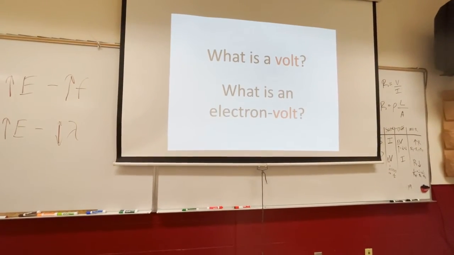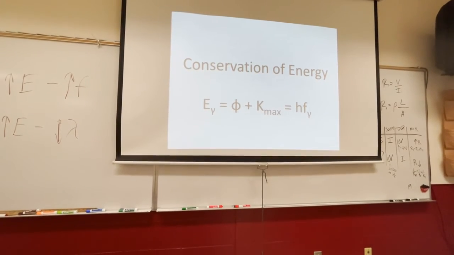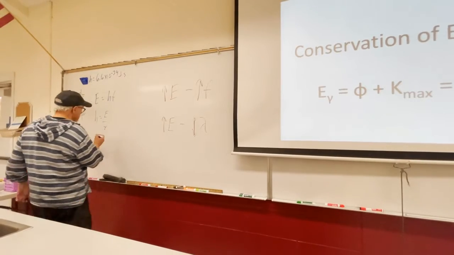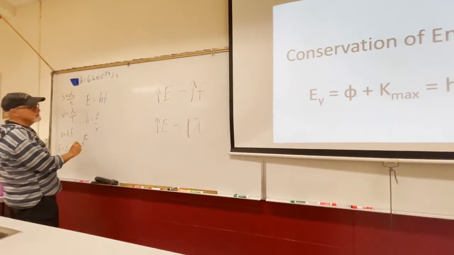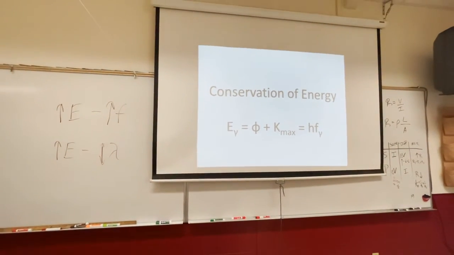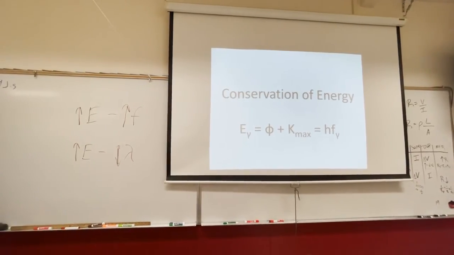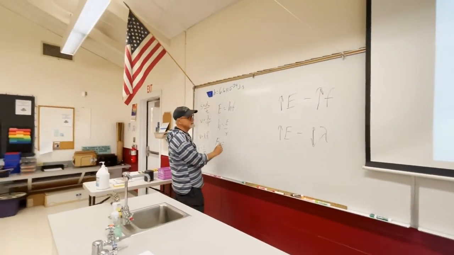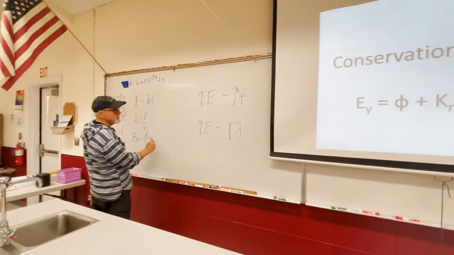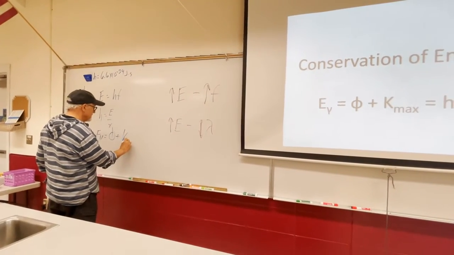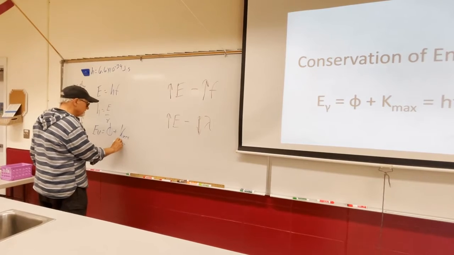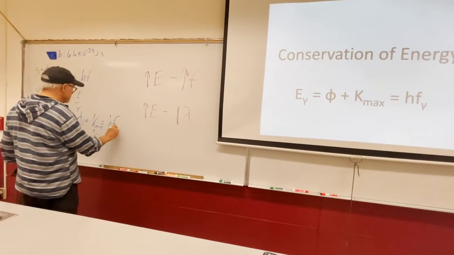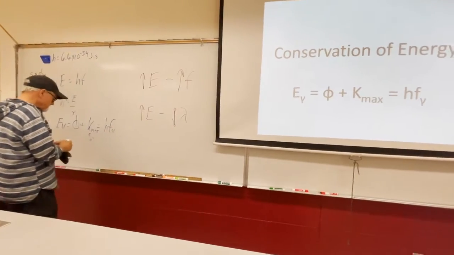All right, so now let's put this over here. Energy of the photon equals phi plus the maximum kinetic energy of the electron, which is equal to h times the frequency of the photon.